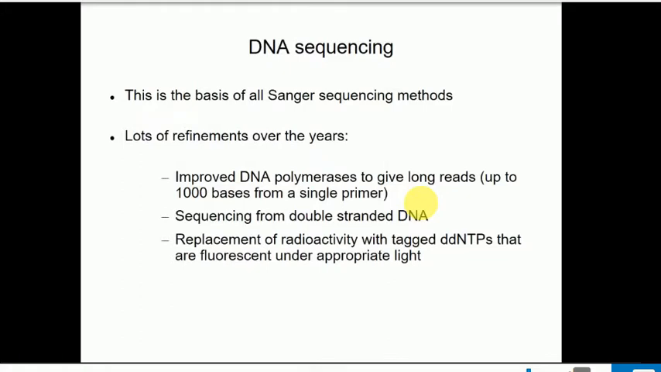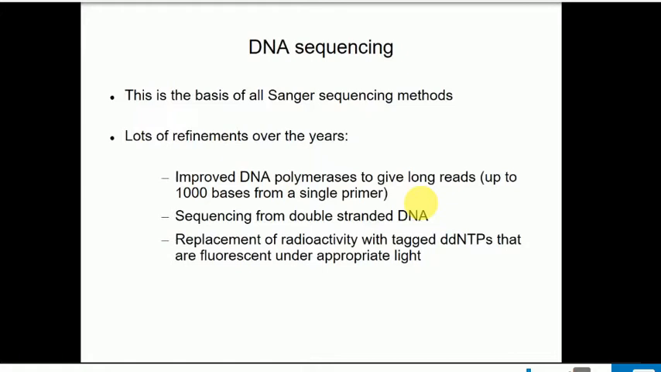So it's embarrassing to think how long ago those gels were done. We're talking about back in the 80s, I think. Over the years, this basic Sanger method has been refined and improved and changed in all sorts of ways. So here are some of the examples. The people who worked a lot on the DNA polymerases, in the old days you'd be lucky to get a couple hundred bases before the polymerase fell off the DNA. Polymerases now will give much longer reads. It's quite easy to get up to 1,000 bases from a single primer, which used to be very hard to do.